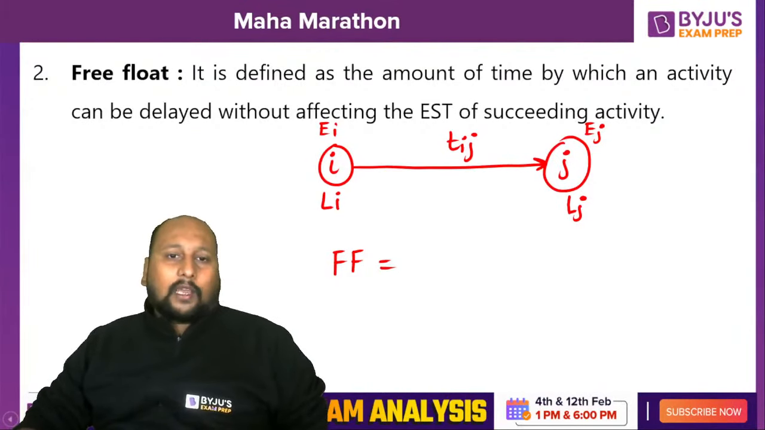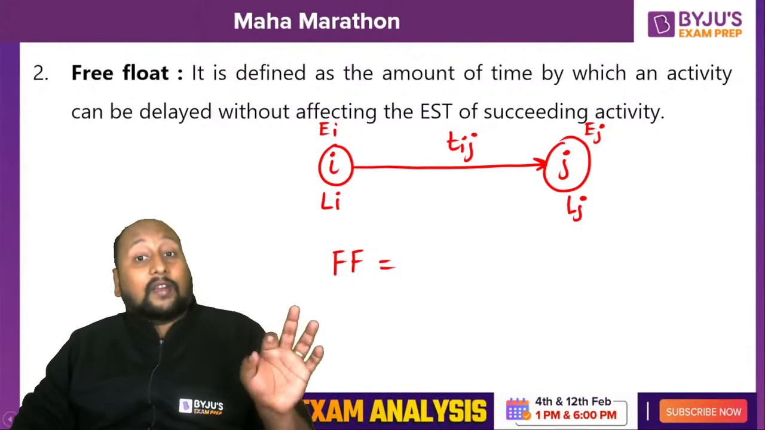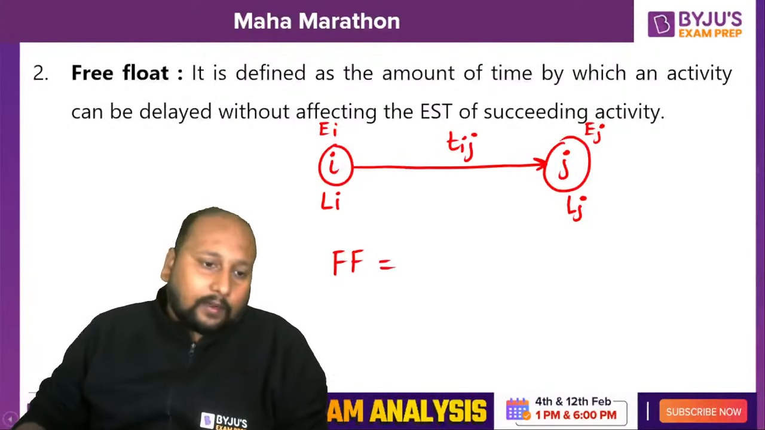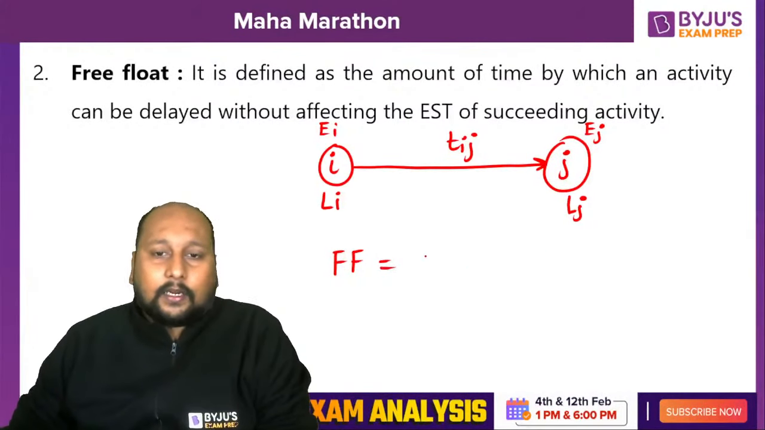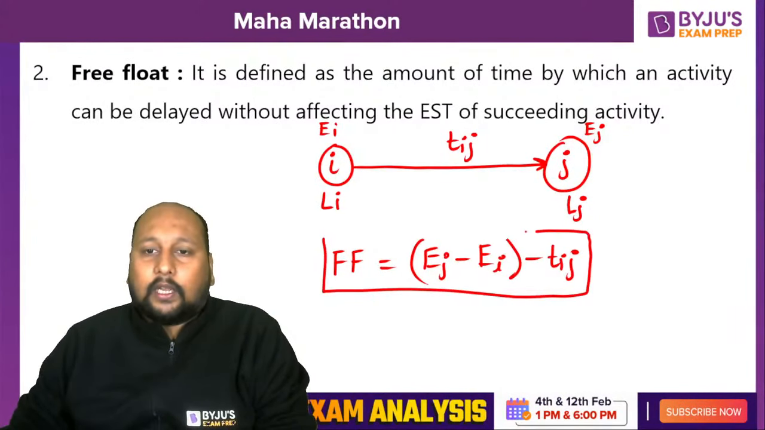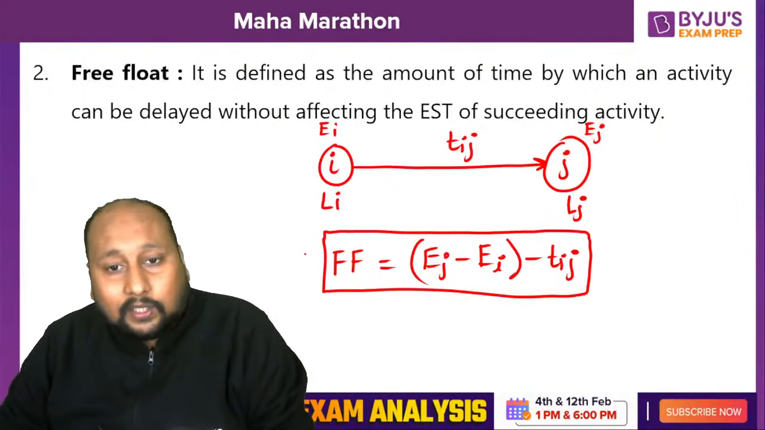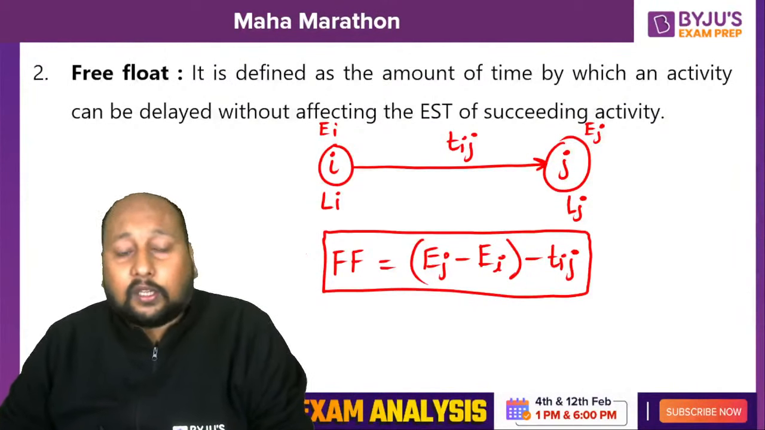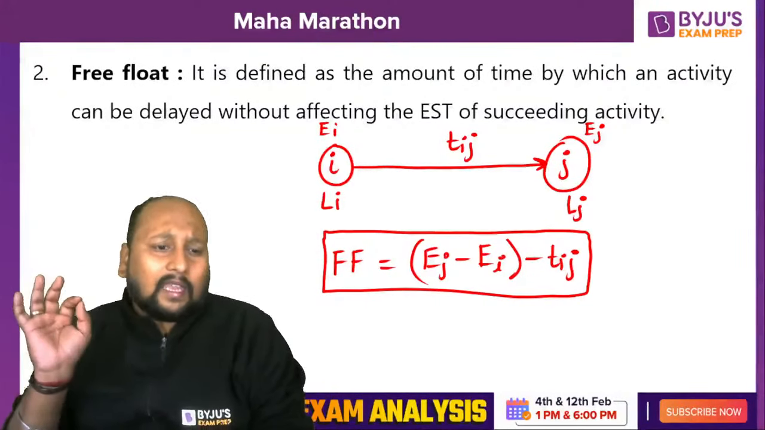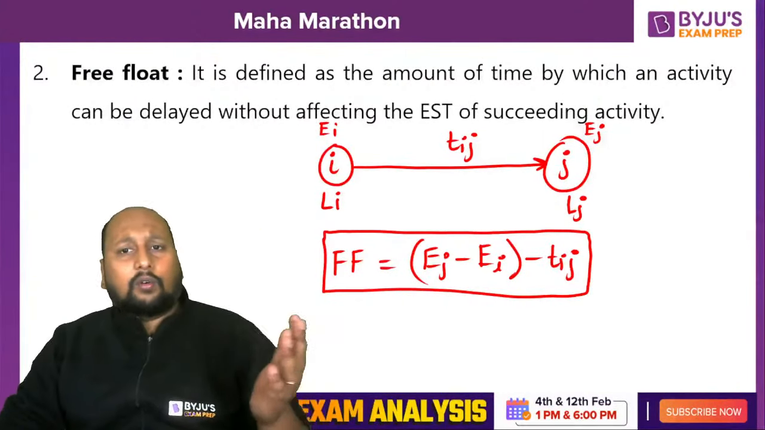What is the formula to calculate the free float? Free float is the amount by which an activity can be delayed without affecting the earliest start time of the succeeding activity. So it is nothing but EJ minus EI minus Tij. You have to take only the earliest times, EI and EJ, take their difference, and subtract Tij. With this formulation we can calculate the value of free float. Never have any difficulty; many students have confusion, so I've always told you how to remember.